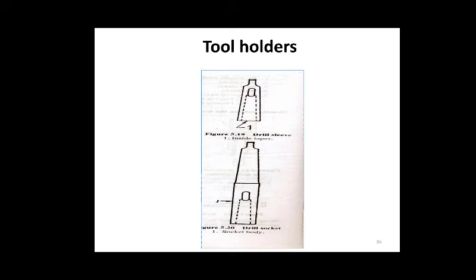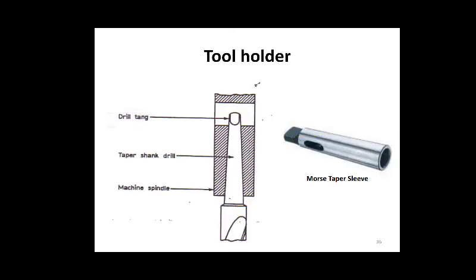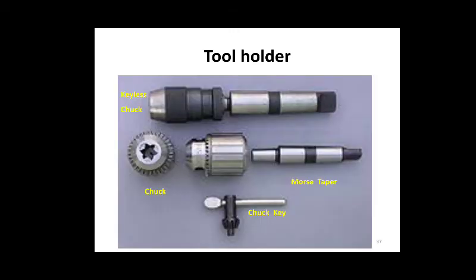Okay, so here you can see the Morse taper sleeve. Here the drill tang is there, taper shank, this is the machine spindle. Further, you can see again the tool holder.